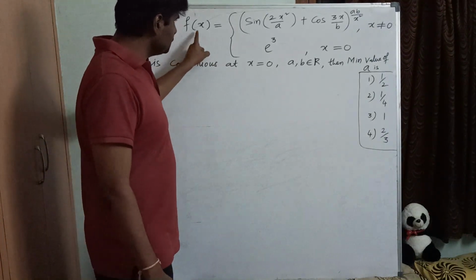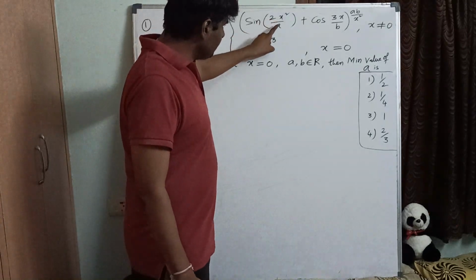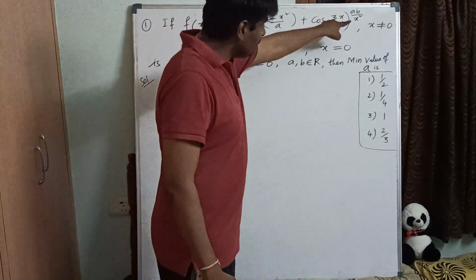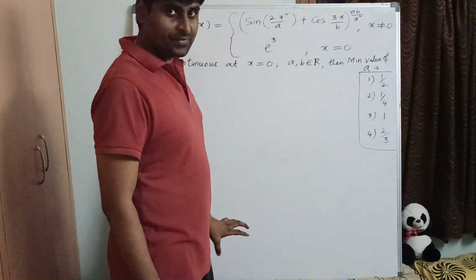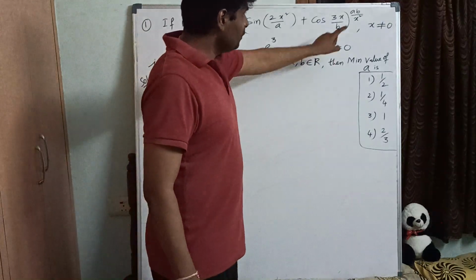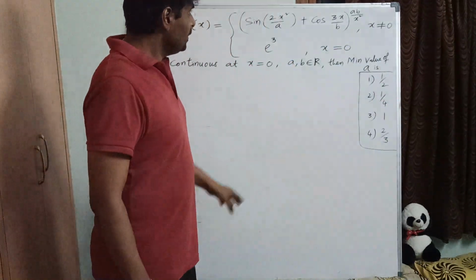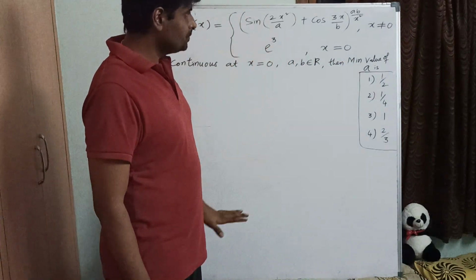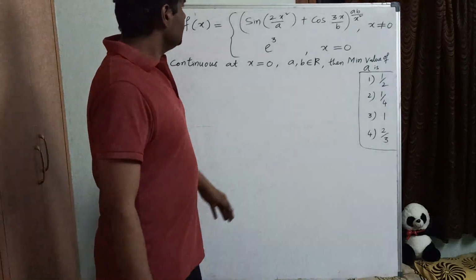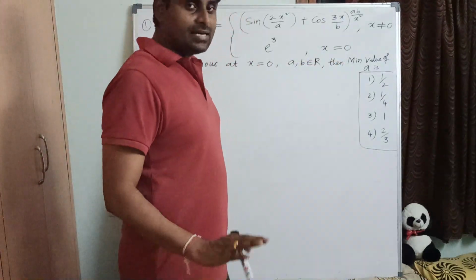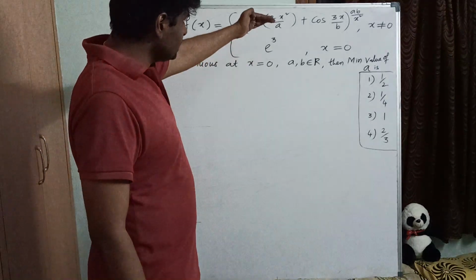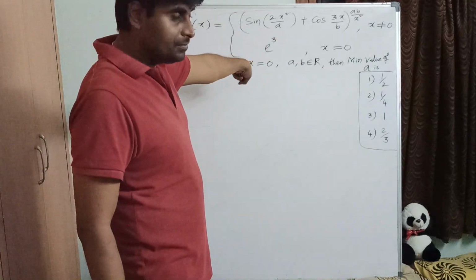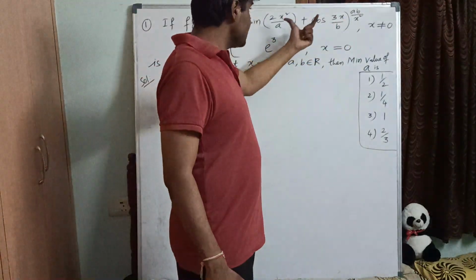f of x equals sine of 2x square by a plus cos of 3x by b, whole power ab by x square, when x is not equal to 0. When x equals 0, it is e power 3, e cube. So as we learned, whenever a function is given as continuous, x equal to 0 means functional value, x not equal to 0 means limiting value.